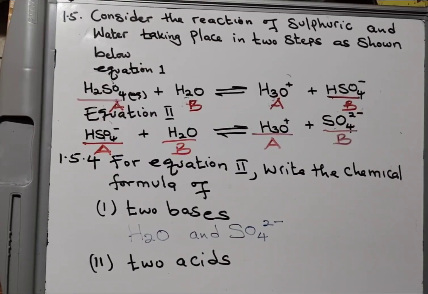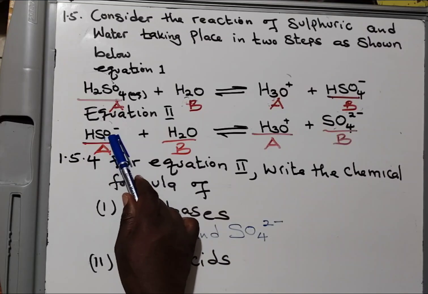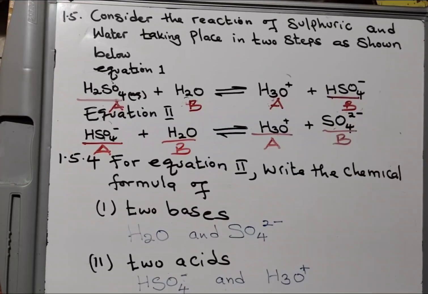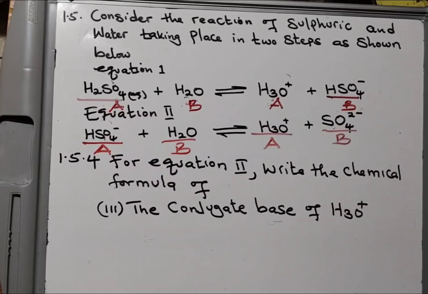Then comes this question, writing the formula of the two acids. This one has already been answered. Remember, the acids are bisulfate and hydronium ions. So those are the two acids. Let's go to the next question.